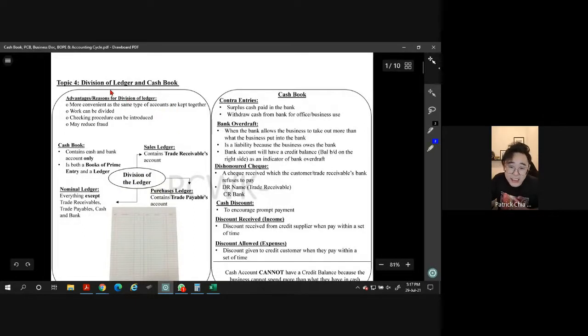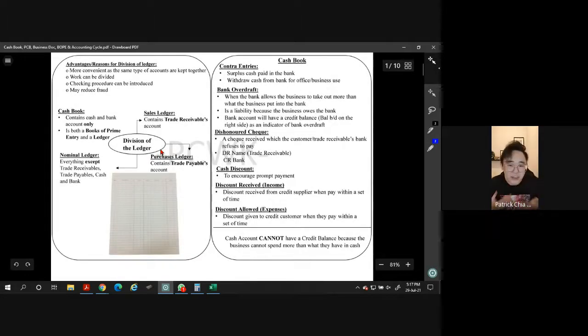Technically, they started with this thing called division of ledger. And what is ledger? Actually, ledger is really a book that has all the lines, which is like T accounts done for you. So that's why ledger is a book that you can find a lot of T accounts inside. When I say a lot, minimum 2. Minimum also 2, must be more than 1.